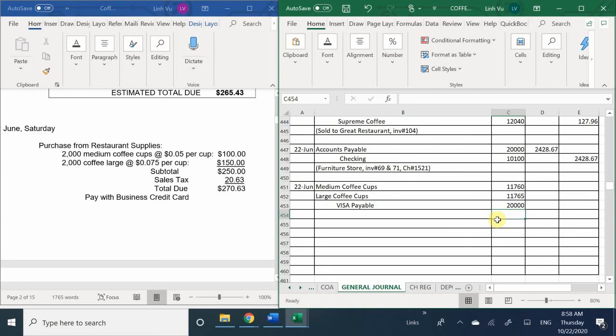So the credit on that would be 270.63. And then for the debit, for the coffee medium 100, large 150. All right, now add those two numbers together. Do you get 270.63? Oh, no, sales tax. I'm sorry. How do we distribute sales tax? It's prorated by the amount.